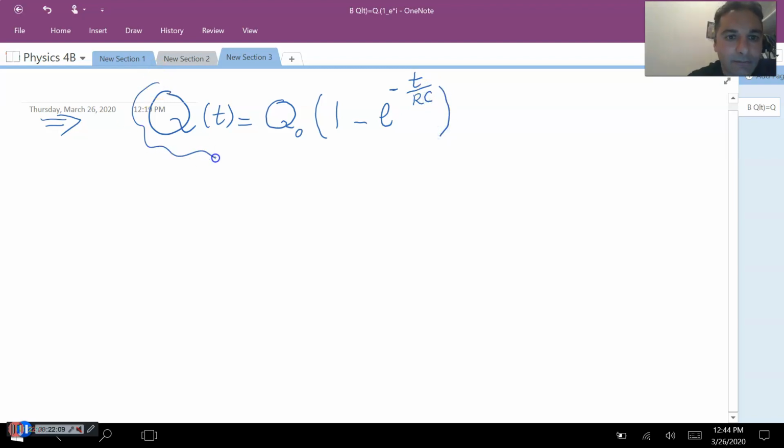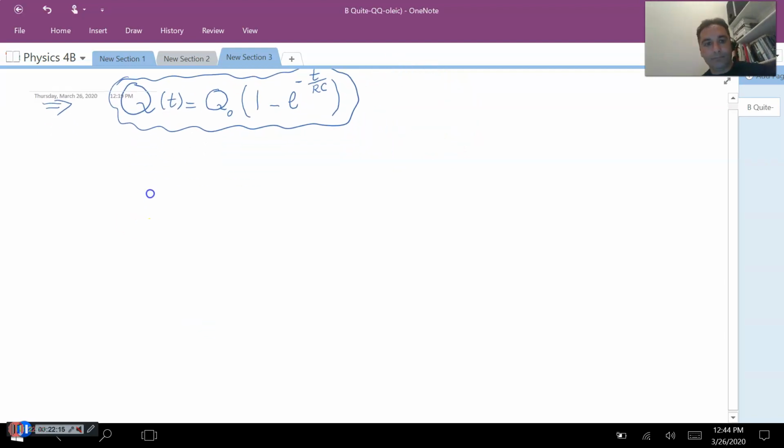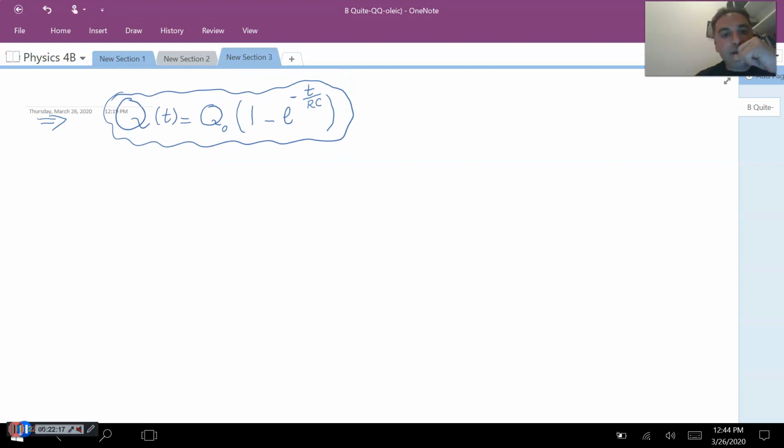This is our major and main equation. Q(t) equals Q naught times parenthesis 1 minus e to the power of negative t over RC. What is Q(t)?